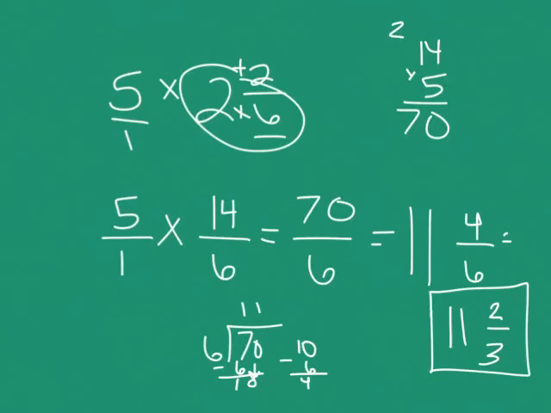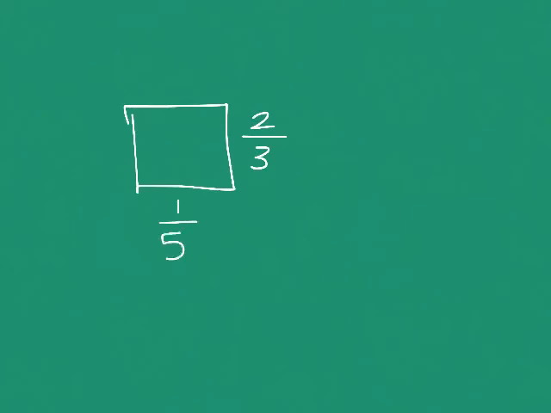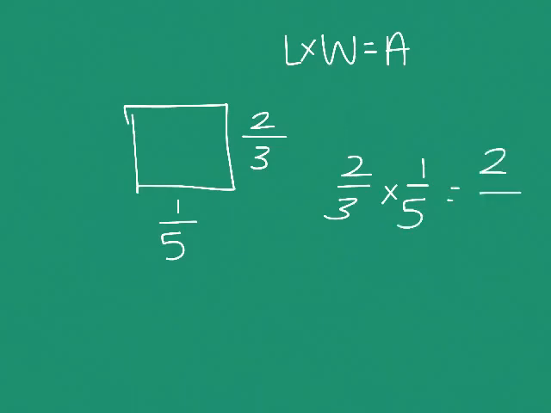Now if we have a rectangle or a square, and we are told to find the area, all we have to do is do length times width. So it would be 2/3 times 1/5 equals 2/15. And that's how we find the area with fractions.